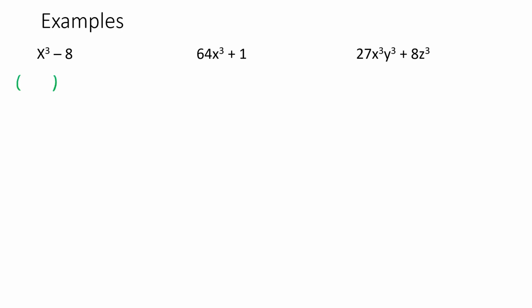I'm going to start by setting up the parentheses. And the SOAP acronym is same, opposite, always positive. This tells me what my operators are going to be. Same means it's going to match what the original problem was. So if the original problem was a minus, you're going to use the same sign right there in your factor. And then O is for opposite, so the next operator is the opposite, which means this will be a plus sign. And then the last operator is always positive.